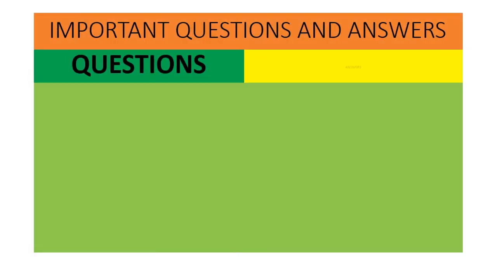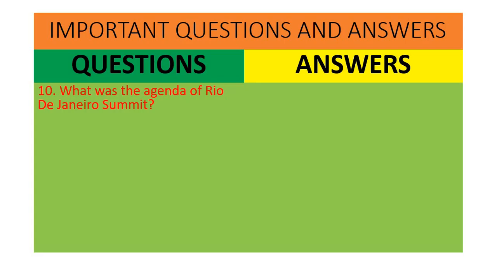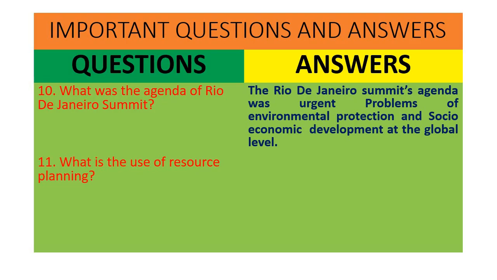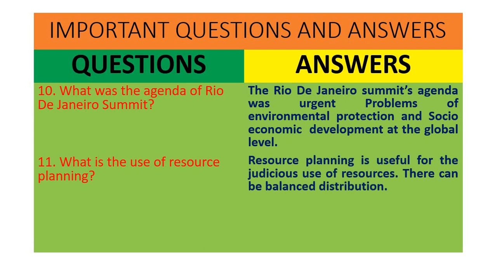Now the next is, what was the agenda of Rio de Janeiro summit? The answer is the Rio de Janeiro summit's agenda was great problems of environmental protection and socio-economic development at the global level. What is the use of resource planning? The answer is resource planning is useful for the judicious use of resources. There can be balanced distribution in all areas of state. That is called resource planning.